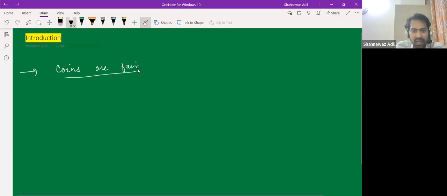Biased meaning that if I have a coin such that it only gives me head, it means that it is a biased coin, right? Somehow we have disfigured that coin and it is only giving us the head. So in our case, the coin is not biased. It is unbiased. It is fair.